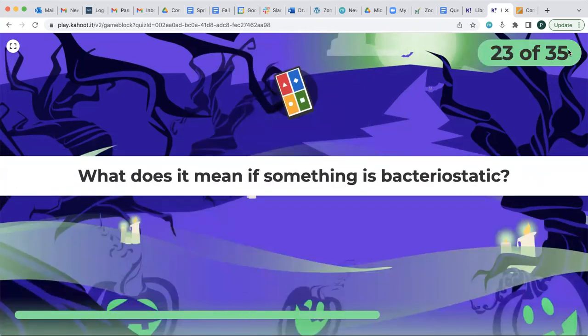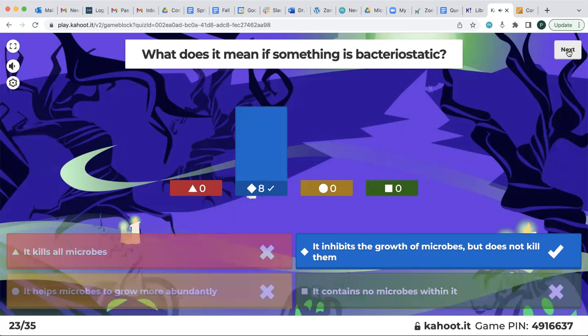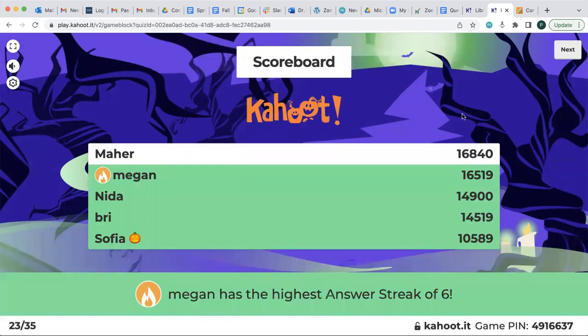What does it mean if something is bacteriostatic? Yes, very good job, guys. No wrong answers there. Yep, if something's bacteriostatic, it inhibits the growth of microbes, but it does not kill them. Bactericidal kills microbes.